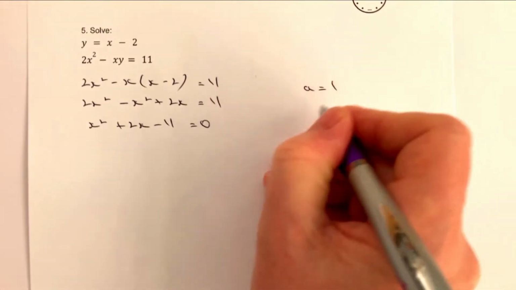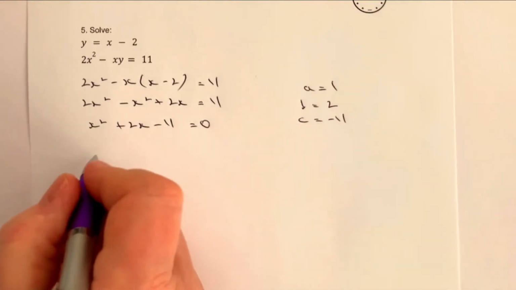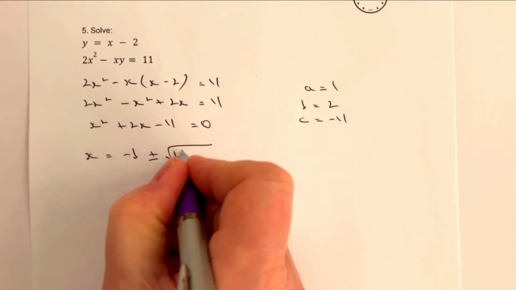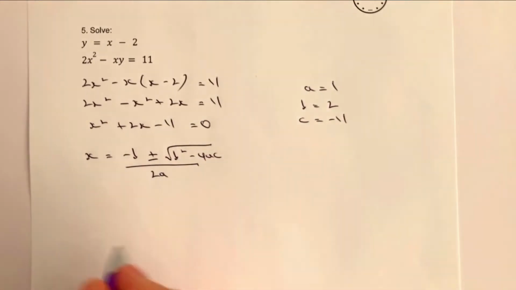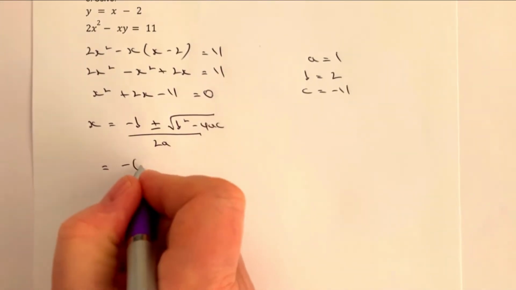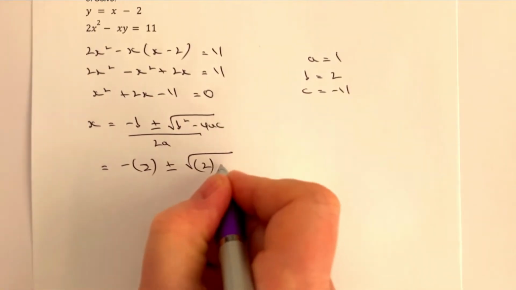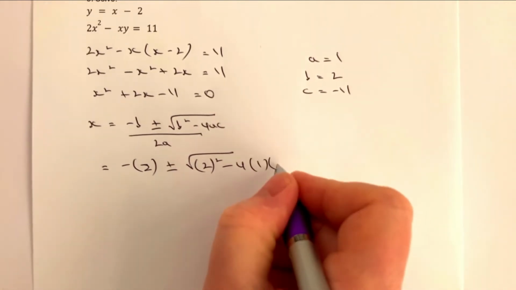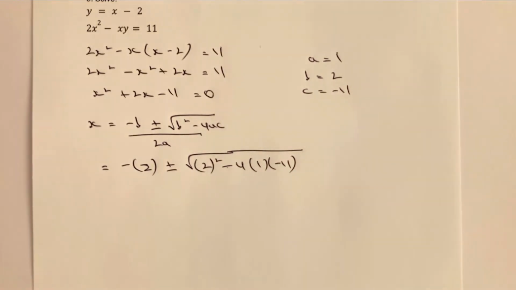I'm going to say a equals 1, b equals 2, and c equals minus 11. Pop that into the formula. Again, I do write these formulas out just because I think it's a bit better to try to remember them. Then it's really just a case of substituting as I've done before, and I'm going to write this out with brackets. So minus b, plus or minus the square root of b squared, which is 2 squared, minus 4 times a, which is 1, and c is minus 11. Now, I need to be aware that minus 4 times minus 11 is going to be positive 44.